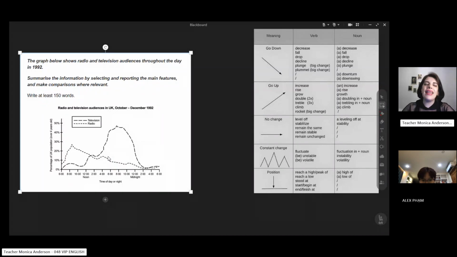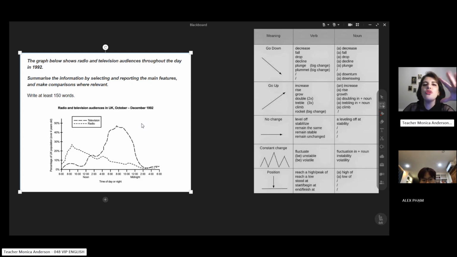Let's talk about the structure. In Writing Task 1, we normally follow the same structure: introduction, overview, and main body. So we have mainly 4 paragraphs. The first one is the introduction, after that the overview, and 2 main bodies. Normally we have the same structure.